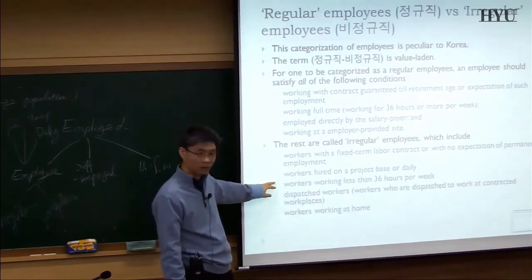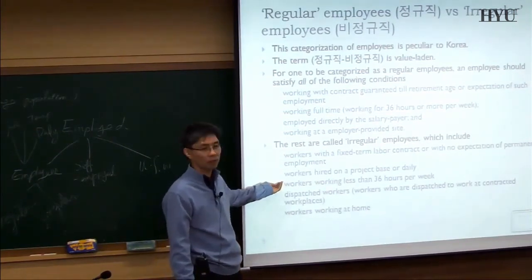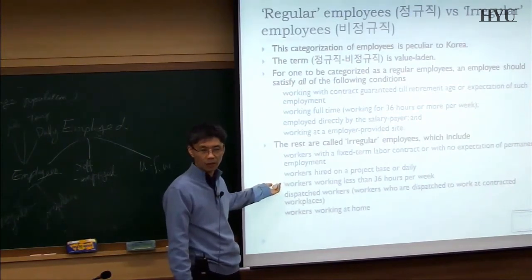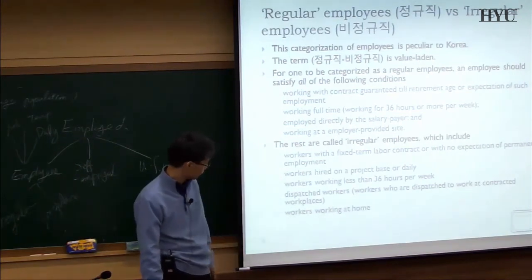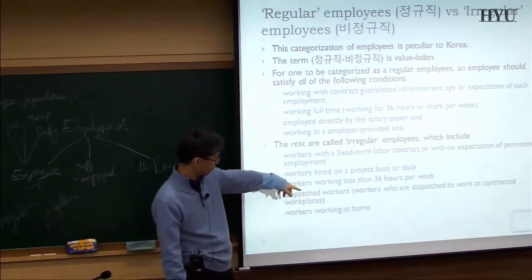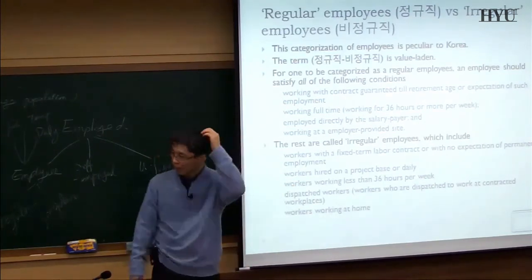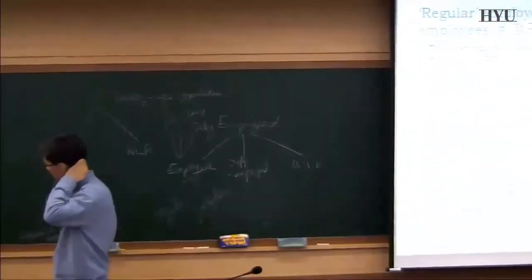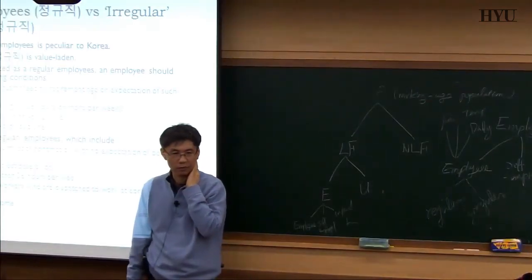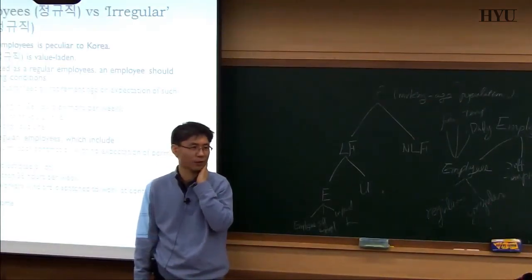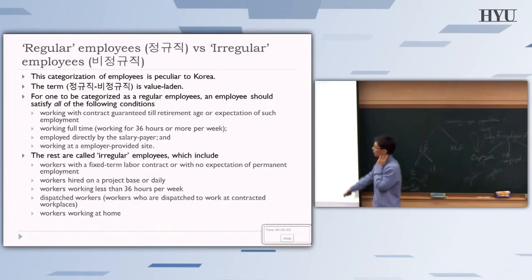Workers working less than 36 hours per week. Some women work only for a short term, or only, let's say, 3 days a week. Those kinds of people are in there. And dispatched workers, which I explained, and workers working at home. So these groups are very heterogeneous. When we sometimes call them irregular employees, we should know that they are not a similar type of people. They are very, very different. And the regular category is very narrowly defined.